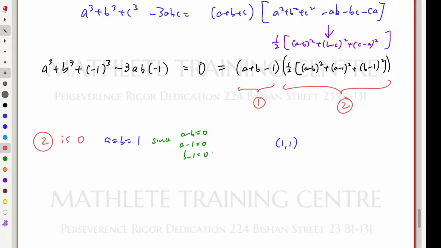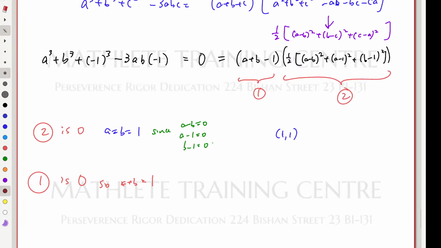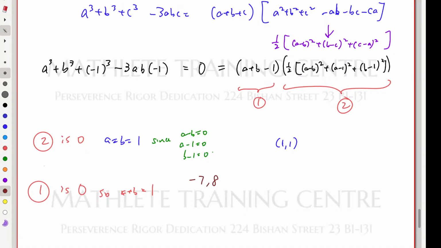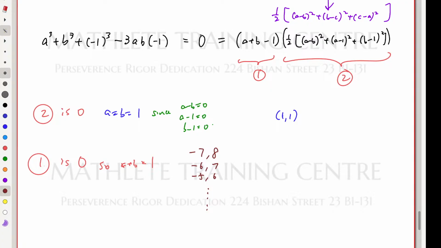Now let's deal with the slightly more challenging one, which is when the first expression is equal to 0. What that means is that a plus b is equal to 1. How many possibilities are there here? If a plus b is equal to 1, we can list them out. a starts from negative 7 and b starts from 8, because the lowest value of a is negative 7. So negative 7, 8, negative 6, 7, negative 5, 6, and so on, until the first one increases to 8 and the second one decreases all the way to negative 7. So these are the possibilities.